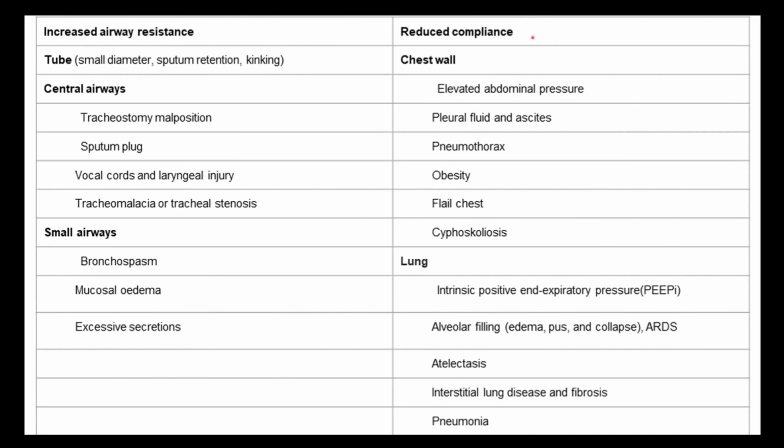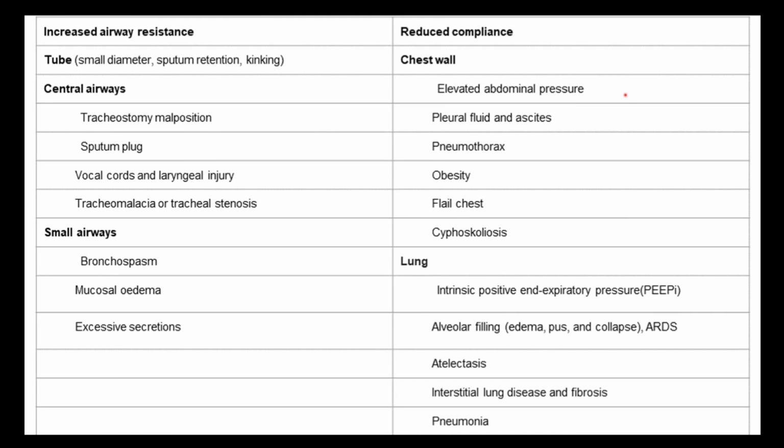Then the second major component will be reduced compliance. Reduced compliance can be divided into compliance of the chest wall and compliance of the lung. For compliance of the chest wall, you will see abdominal pressure. Actually, we probably haven't been measuring it as frequently as we would like to. Intra-abdominal pressure and intra-abdominal hypertension can contribute to reduced chest wall compliance. How many of you have actually measured intra-abdominal pressure? Do you know how to measure that? There are methods to measure. Yeah, that's for another talk, I guess.